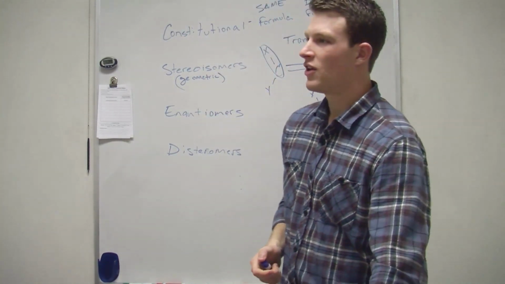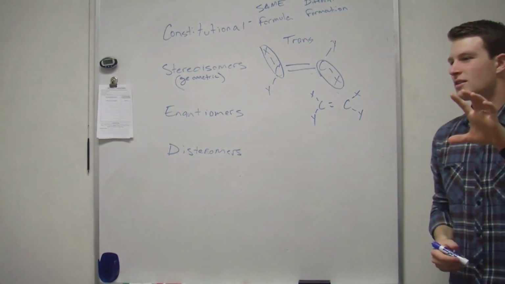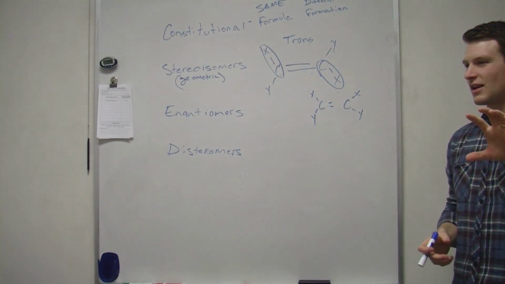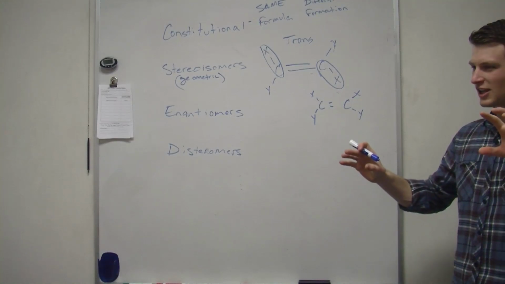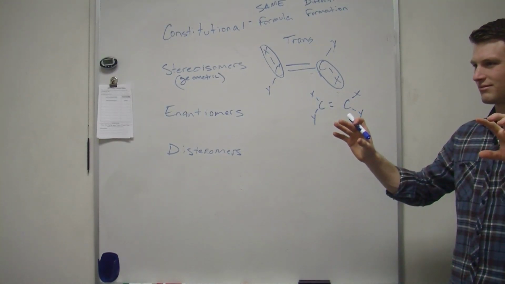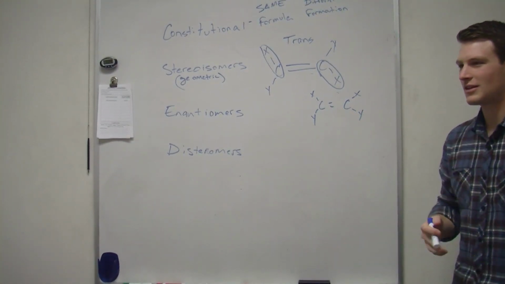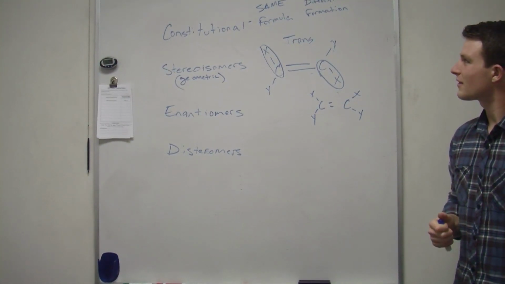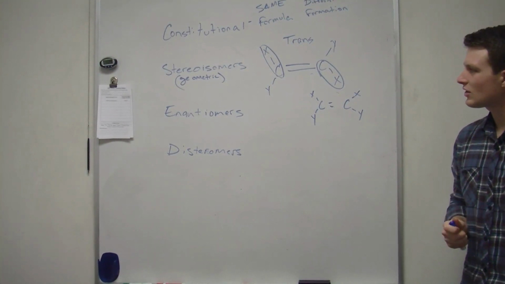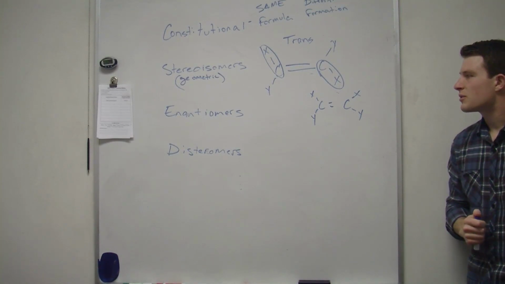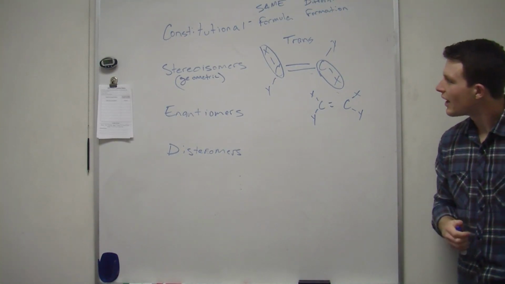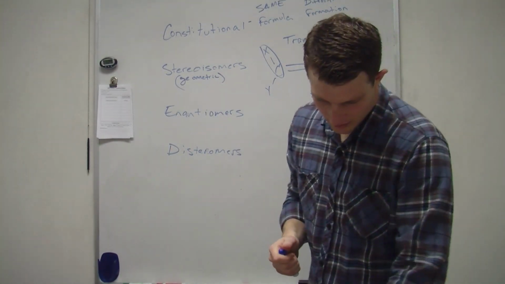So that's what it is. It's like saying I have 20 Lego blocks and I build something, and then I have the same 20 Lego blocks and I build something that looks totally different. That's what it's like. That's a constitutional or structural isomer. Yep. Good job.